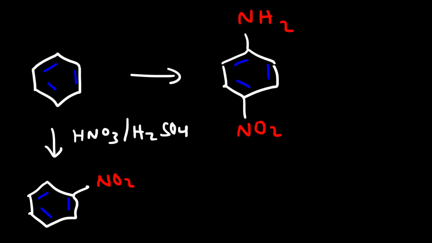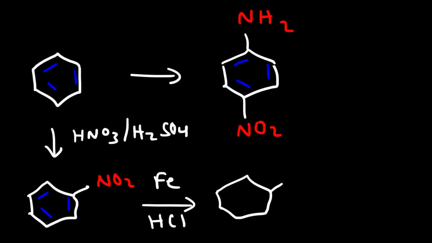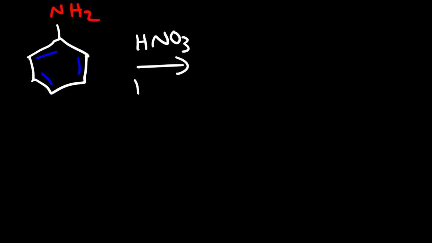Now once we have nitrobenzene, the next step is to reduce it with a metal and an acid. So the NO2 group will be converted to NH2. Now what's our next step? Should we react this with another nitric acid? So by the way, this is the first step and this is the second step. So let's start with aniline. How can we place the NO2 group at the para position? Can we react aniline with nitric acid and sulfuric acid?